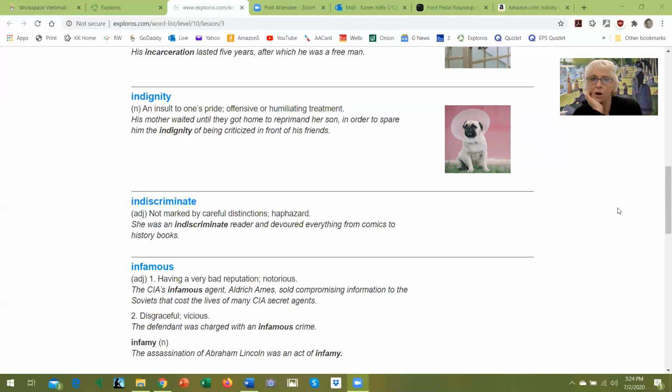Indiscriminate, not marked by careful distinctions, haphazard. She was an indiscriminate reader. She read everything, she didn't care what it was, and devoured everything from comics to history books. She was indiscriminate about it.